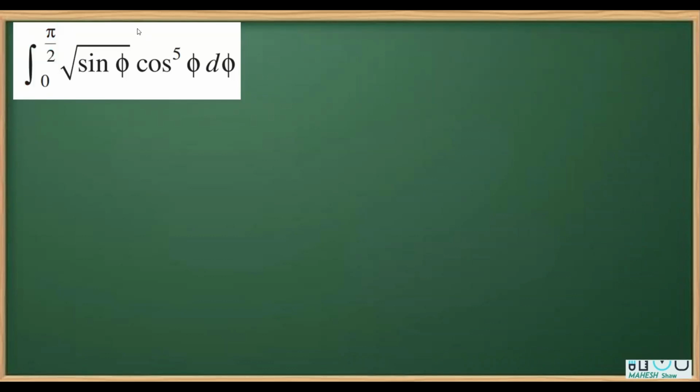Now, one thing is very clear from the question, that we are going to put sine phi as t. So the differentiation of sine is what? Cos. So cos phi d phi is equal to dt. Now, since we have cos with fifth power, then we can split it, right?